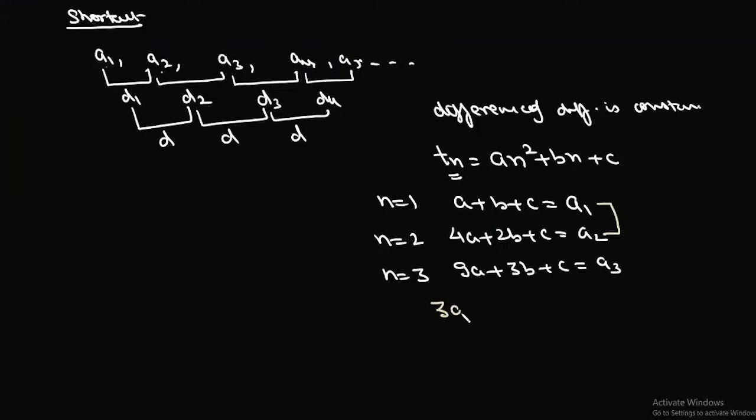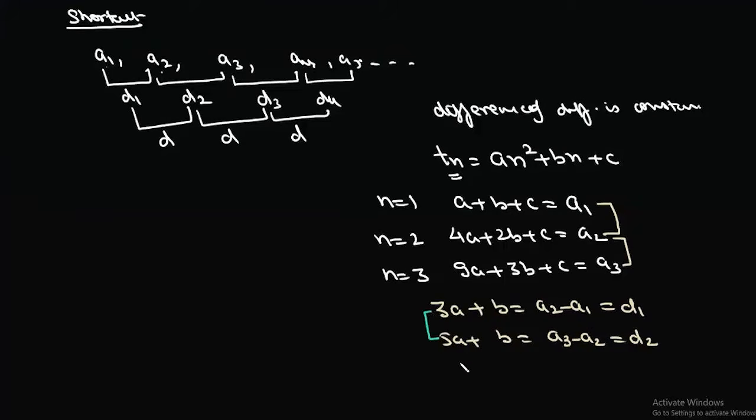We'll get 3a plus b equals a2 minus a1, and a2 minus a1 is nothing but d1. In the same way, we can subtract second from third. We get 5a plus b, and that will be equal to a3 minus a2, which is d2. Now we have equations in a and b. In order to find a, we'll subtract the first equation from the second. So from here we can write 2a equals d2 minus d1, and d2 minus d1 is nothing but d.